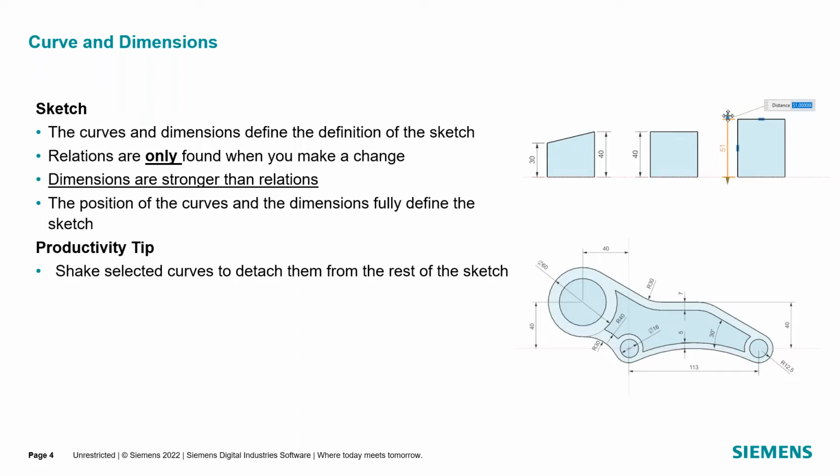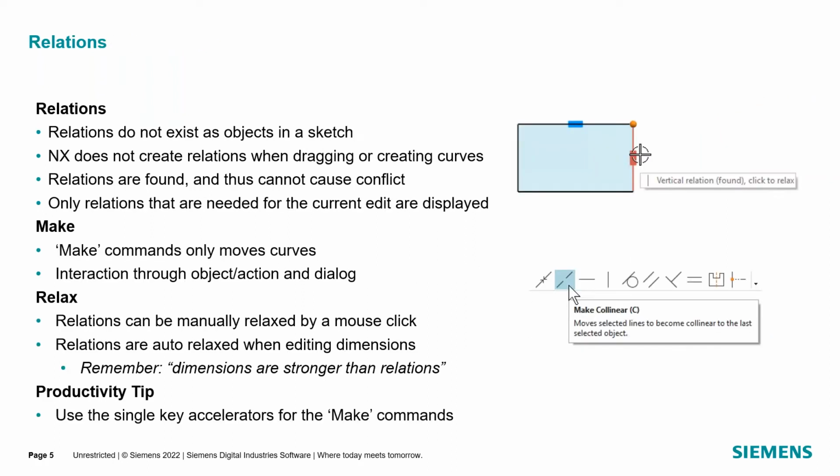So with that being said, the productivity tip is there's shake and break to shake curves. I'll show that a little bit, probably in a little bit. But that's about curves and dimensions. You create your curves, you add your dimensions. Traditional sketching is add your curves, add your constraints, add your dimensions. We're taking that third step away from the end user and just doing it for you.